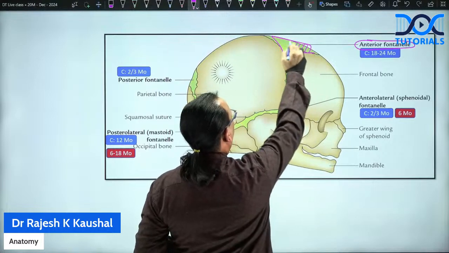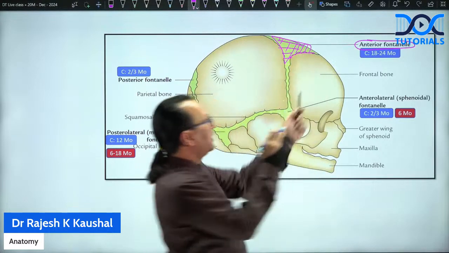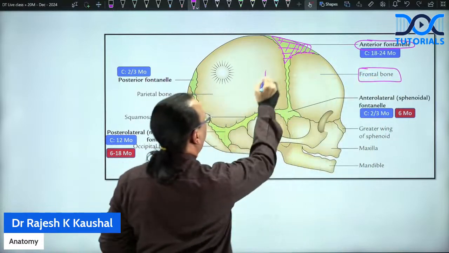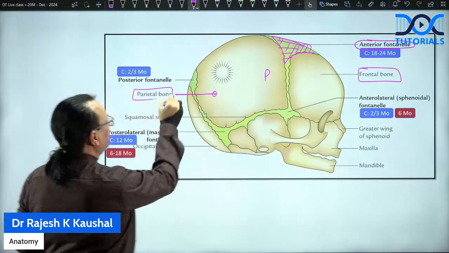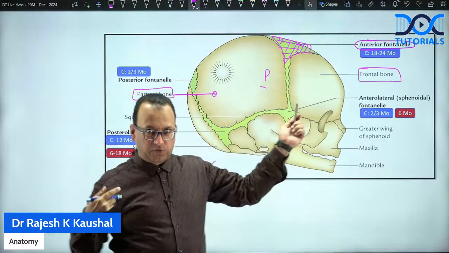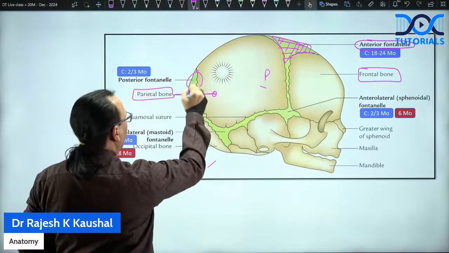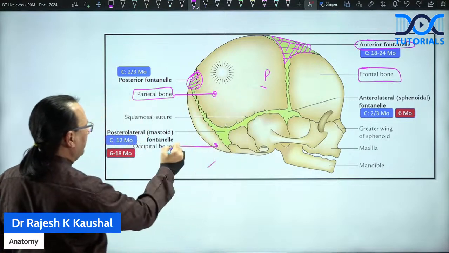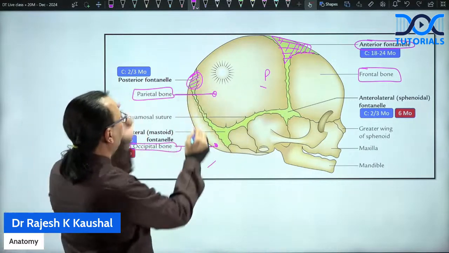You see here, this is the anterior fontanelle, and we can mark it. It is a gap between the skull bones, and on the front we have the frontal bone, and on the posterior side we have parietal bone, which is marked here. So that is anterior fontanelle. Then we have a posterior fontanelle, and posterior fontanelle, as you can see, is between parietal anterior, and then you have occipital bone posterior. So that will be posterior fontanelle.